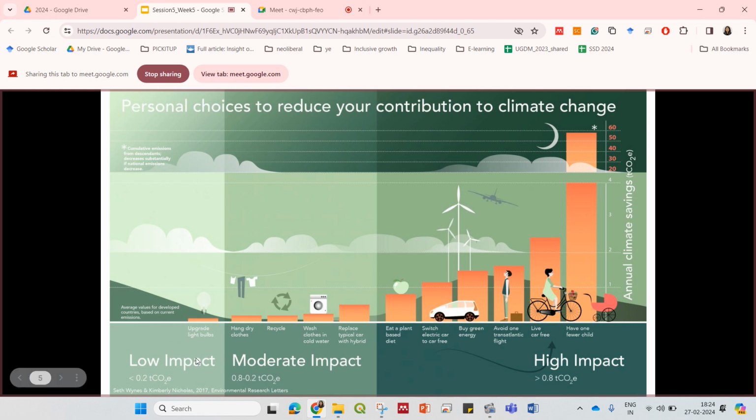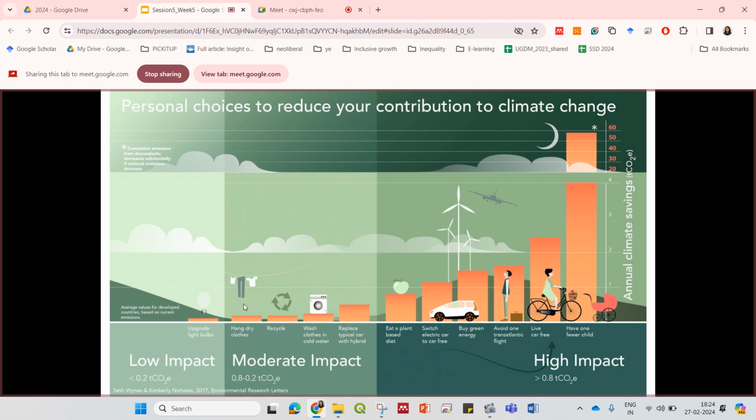but that will again be low impact because the climate savings which is mentioned in how much carbon dioxide you emit is less than 0.2. I don't know what this TCO2e means, but this is a metric which they have used, and according to that metric, upgrading light bulbs will have a very low impact, and thus it is placed in the low impact category.